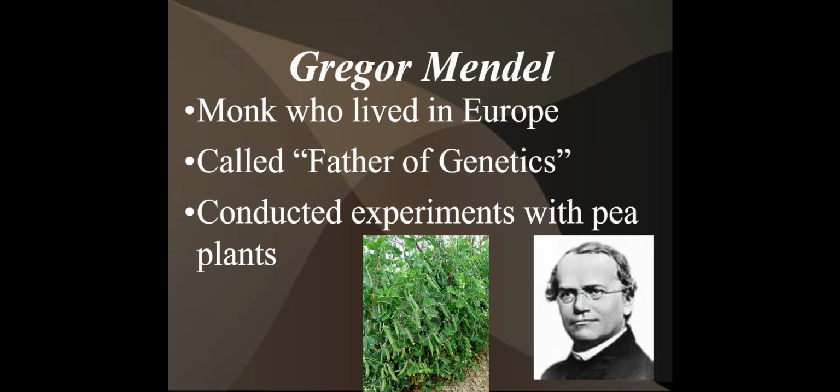He is many times called the father of genetics because he is the first scientist to really understand and do experimentation with genetics. He is the first person to come up with the terms dominant and recessive, which we'll talk about here in a moment. Gregor Mendel is famous for conducting experiments with pea plants. On the grounds of the monastery where he lived, they had a big garden, and Mendel did a lot of experimenting with pea plants.